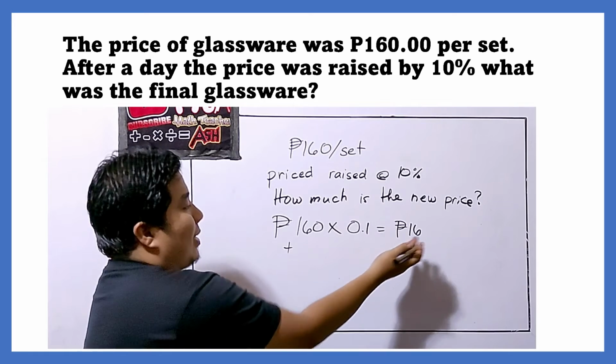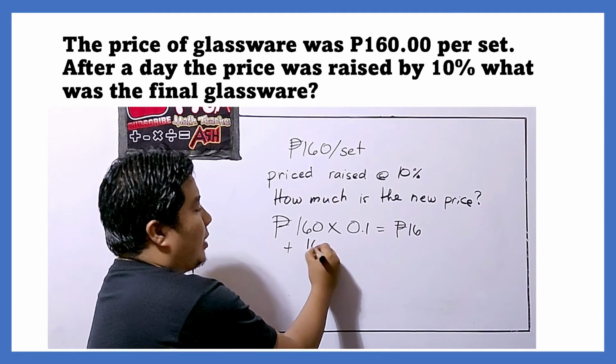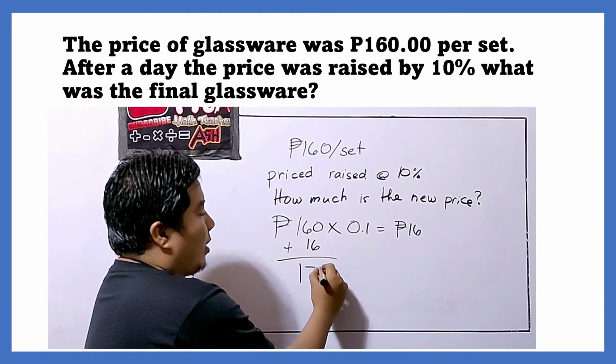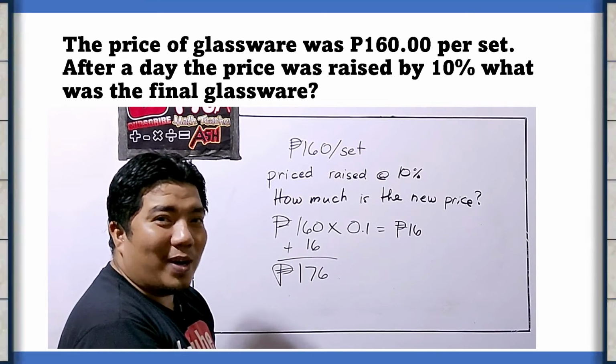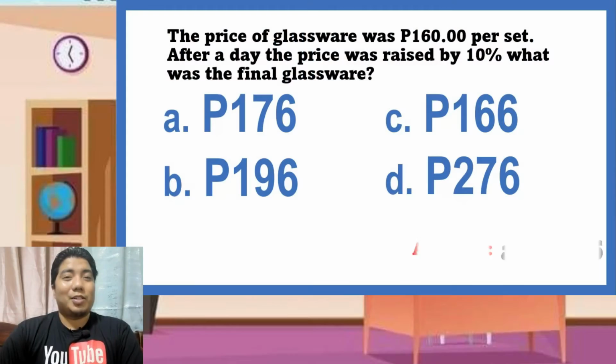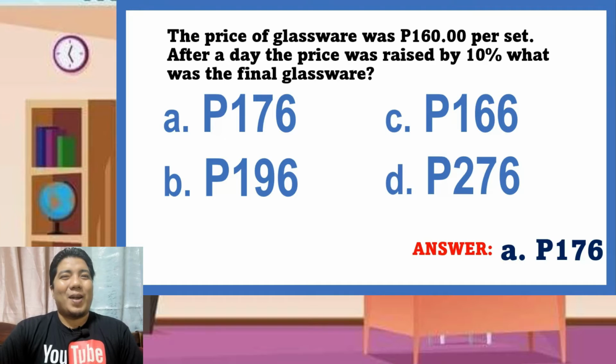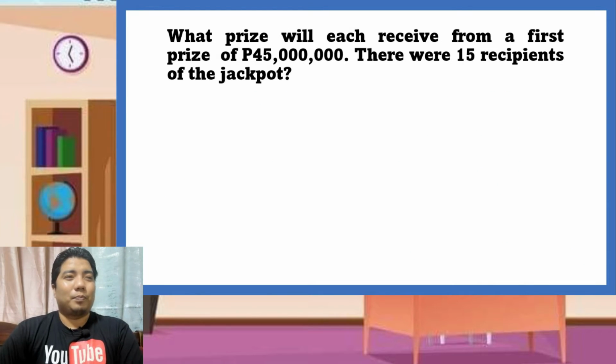Therefore, you just add the 16 pesos to your 160, giving you 176 pesos. Alright. And the correct answer is 176 pesos, letter A. Alright, I hope you got that one. Now, let us go to the next problem.